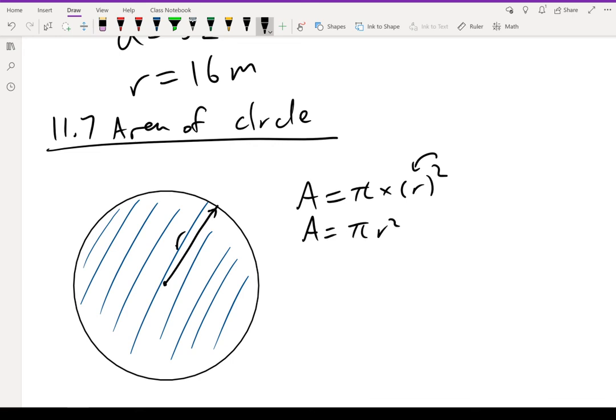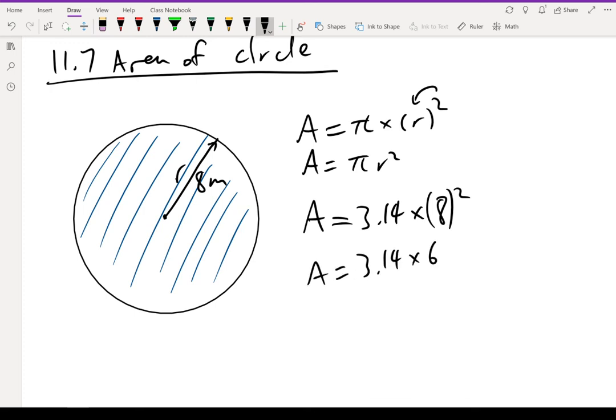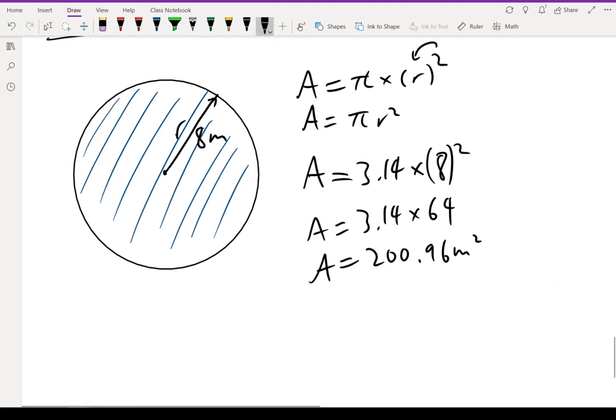And so when you do this, let's go straight into an example. Let's say that the radius here in this example is 8 meters, for example. So area will be 3.14 times 8 squared. And so we have to do 8 squared first, which is 64. So area is equal to 3.14 times 64. And then you put it into your calculator. 64 times 3.14, you would get 200.96 meters squared. So that is the area of a circle. Okay, so that's fairly simple.